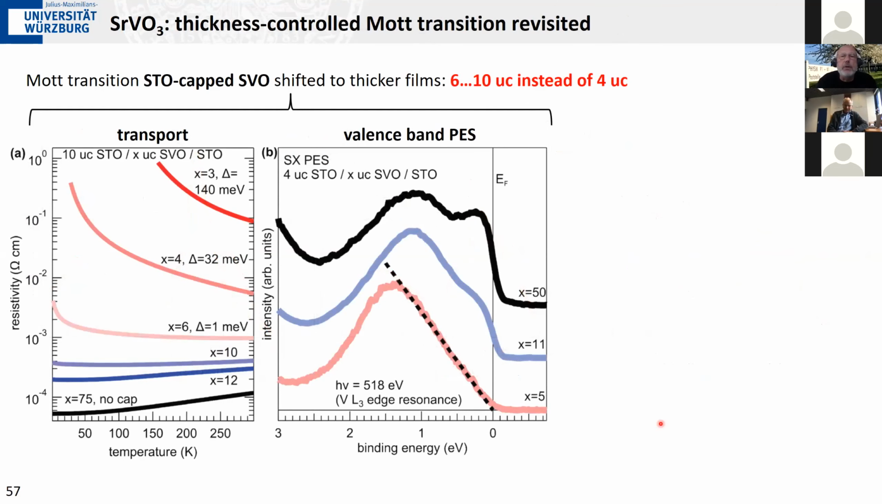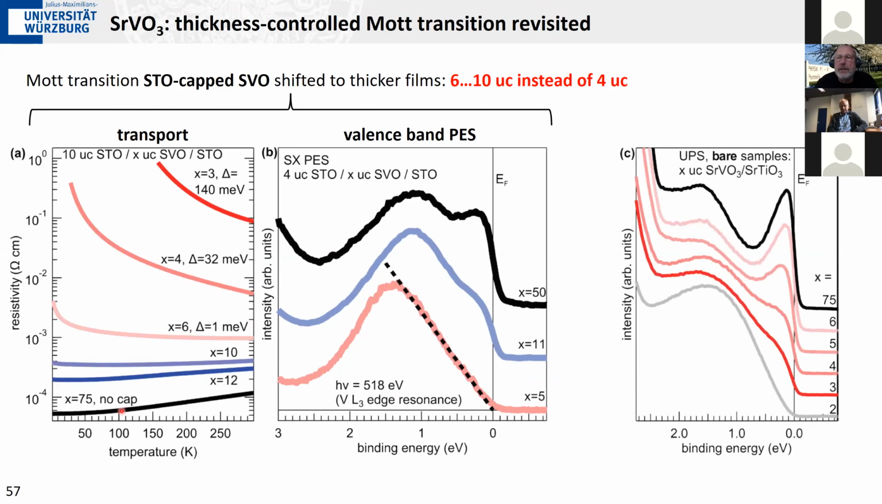And then if you look at the capped samples and look at the transition, this is transport data on these samples. This is the corresponding spectroscopic data, and they agree that the transition between the metallic regime and the Mott insulating regime is now at somewhere around 6 unit cells, not the 4 unit cells that you have for uncapped surfaces. This is the data that we have done for the uncapped surfaces.